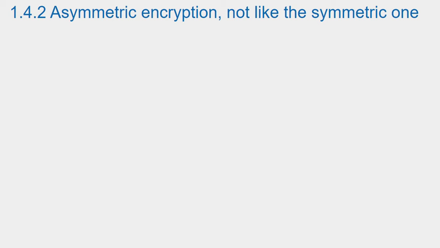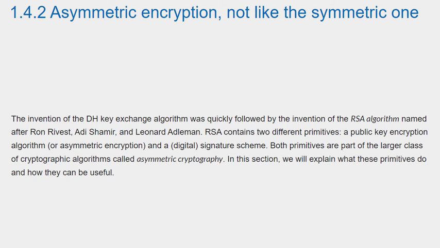Section 1.4.2 Asymmetric Encryption, not like the symmetric one. The invention of the DH key exchange algorithm was quickly followed by the invention of the RSA algorithm, named after Ron Rivest, Adi Shamir, and Leonard Adleman. RSA contains two different primitives, a public key encryption algorithm, or asymmetric encryption, and a digital signature scheme. Both primitives are part of the larger class of cryptographic algorithms called asymmetric cryptography.